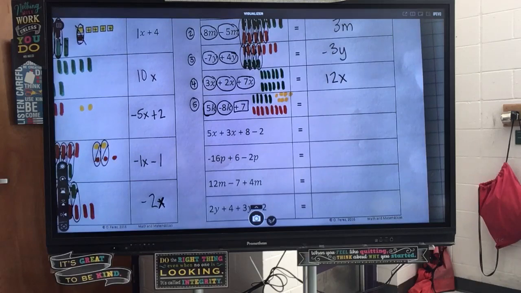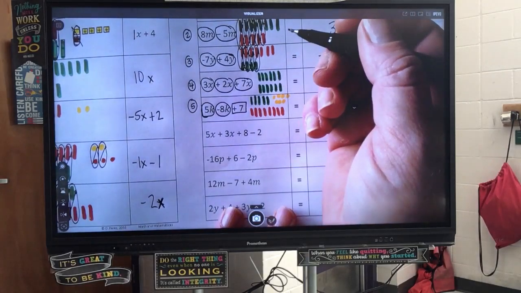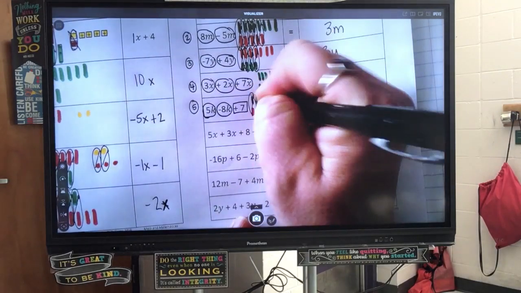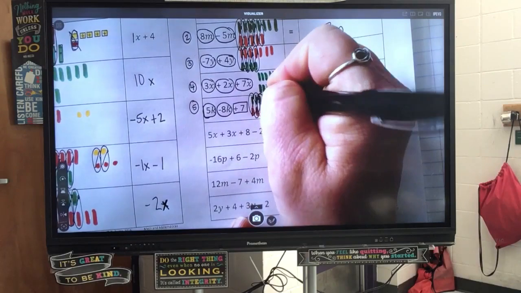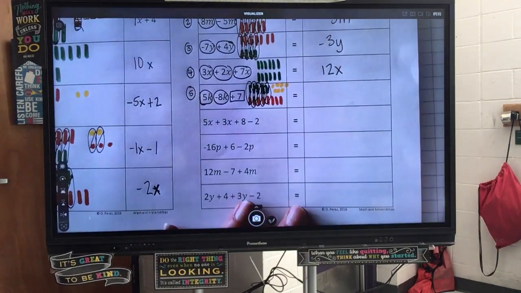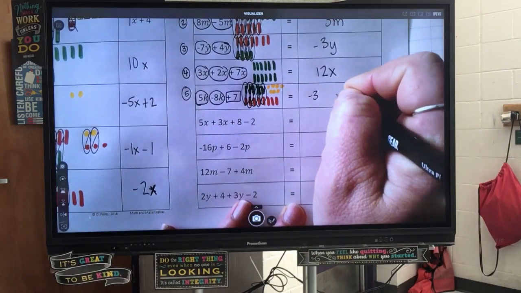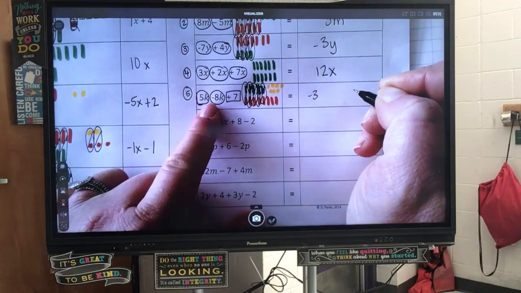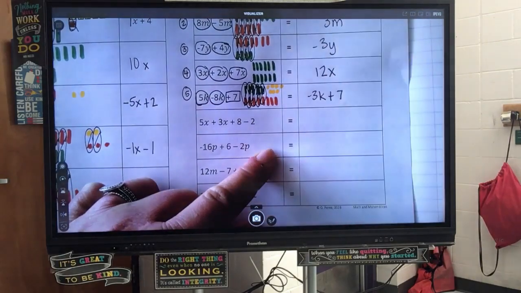Camden, are you saying yes? How many? 5. Okay. Alright, so Camden, what is that going to leave us as our answer? Negative 3, plus 7. What is the variable? K. So negative 3k plus 7.